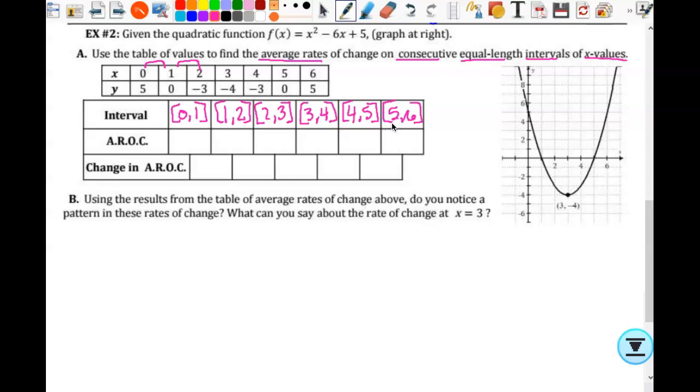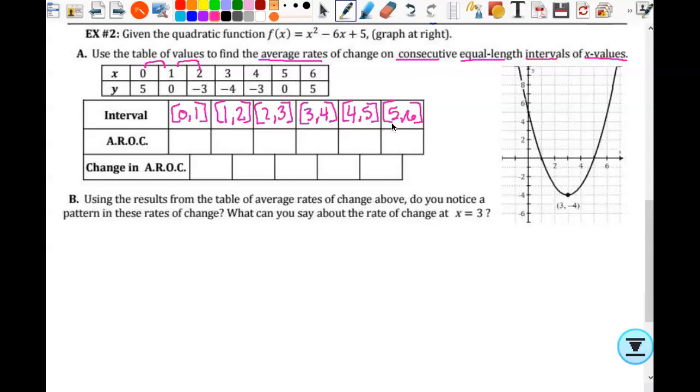So my average rate of change is slope. It is the change in y over the change in x. Between 0 and 1, what's the change in x? 1, right? Each one of these up here has a change of 1, right? So change in y over change in x, I really only care about my change in y because it's going to be over 1. Does that make sense to you? Why we only care about the change in y?